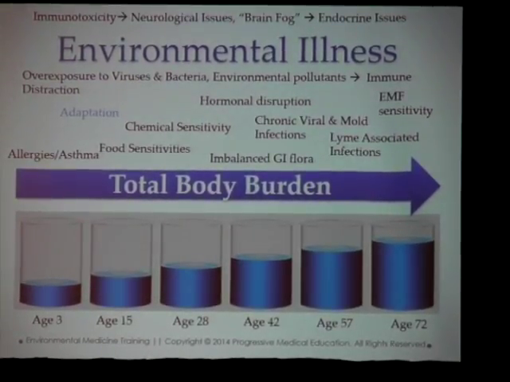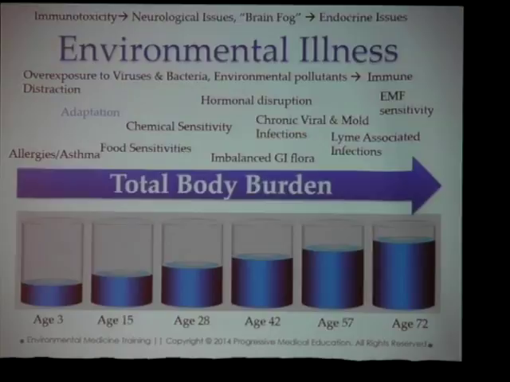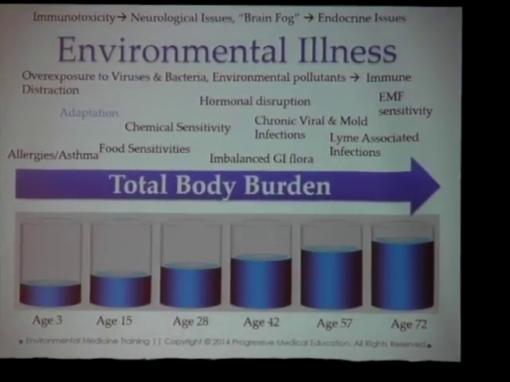So you can have a toxicant exposure, become sensitive to that initial insult, and then over time become sensitive to things that are similar, and then become sensitive to things that are unlike your initial toxicant exposure.